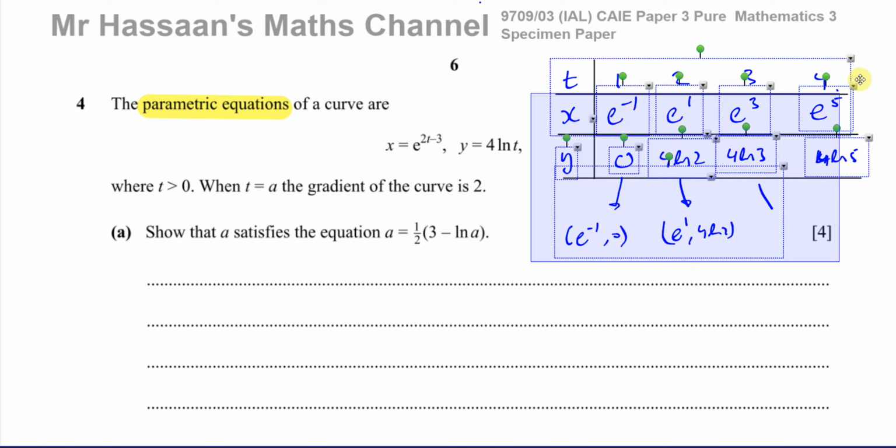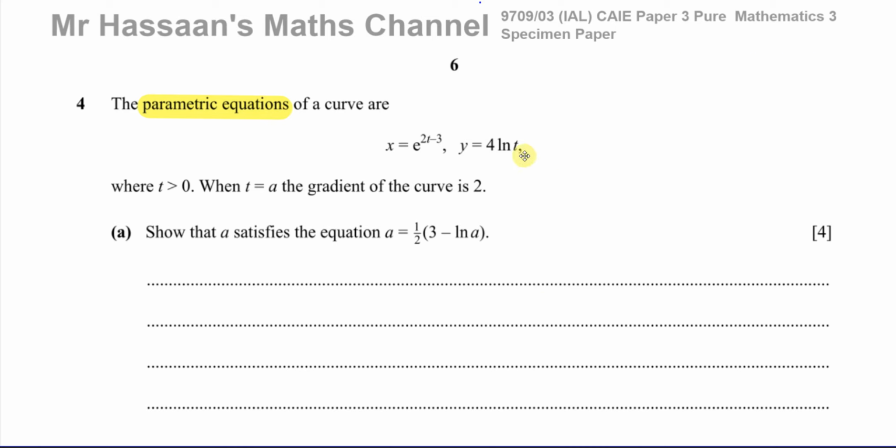So that gives you some kind of reasoning behind it. And we could also convert this into Cartesian form, by making t the subject of one of them and substituting into the other. But in this case, we don't need to do this at all. In fact, we need to have the gradient.